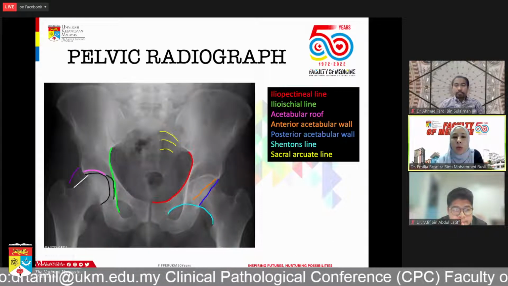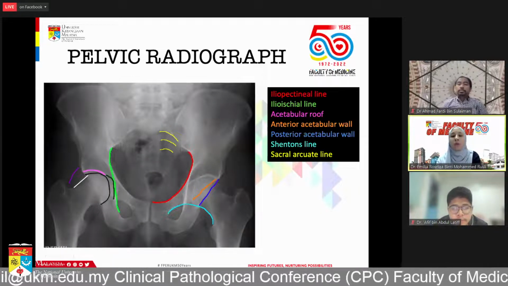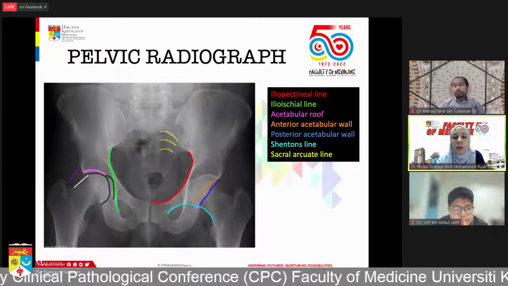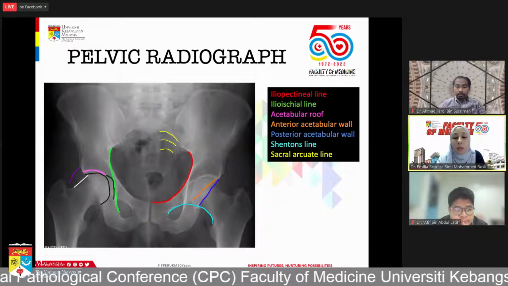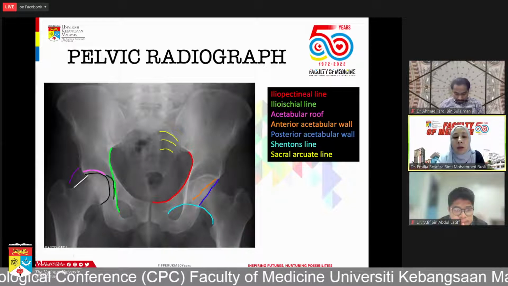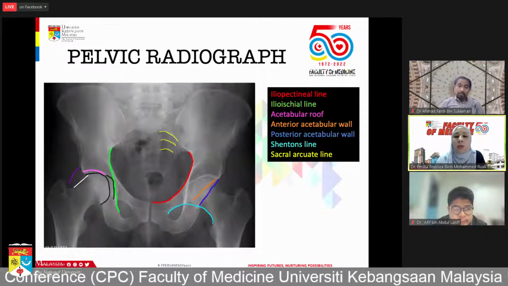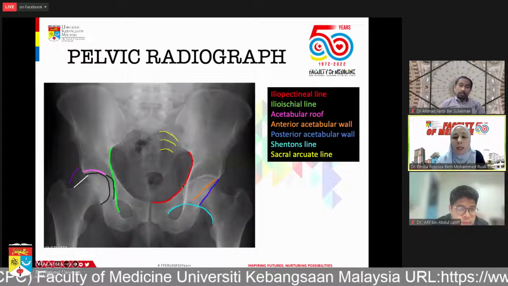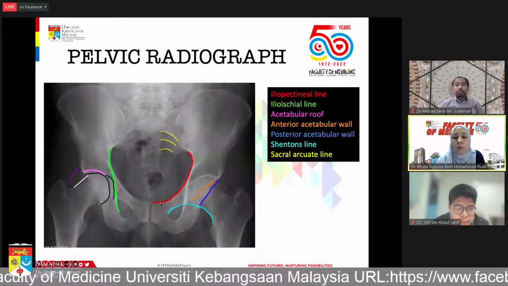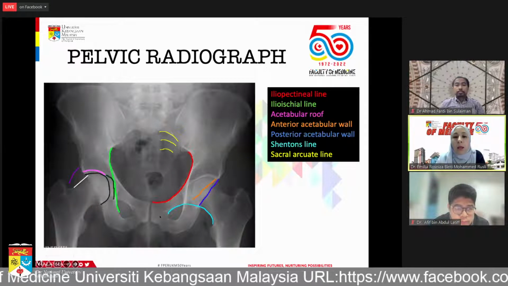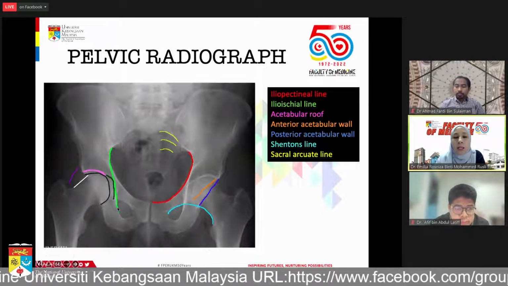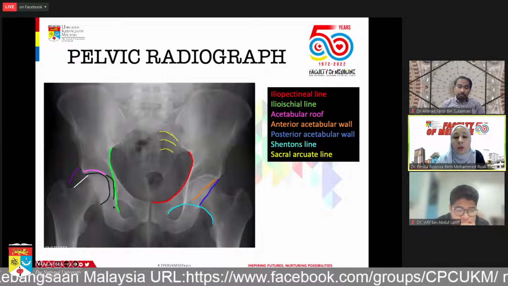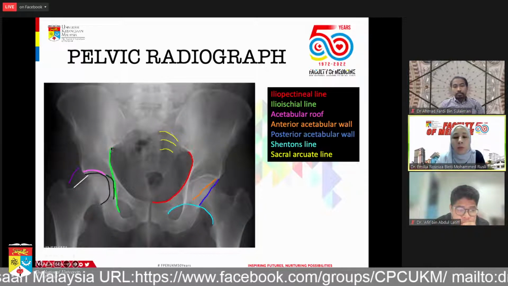If we look at the pelvic radiograph first, there are a few lines that are seen here. These lines are used in pelvic X-ray to help us assess for fracture. The first line in red is called the iliopectineal line. Basically it's the continuation of the superior pubic ramus. And then we have the ilioischial line in green, which is the continuation of the superior margin of the inferior pubic ramus.